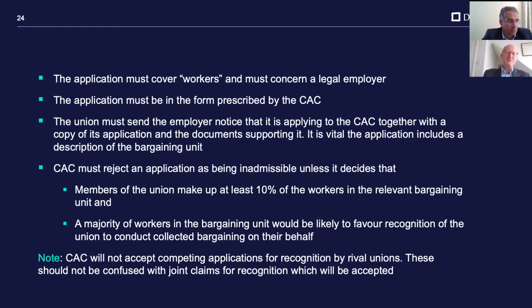The CAC must reject the application as being inadmissible unless it decides that members of the union make up at least 10% of the workers in the relevant bargaining unit, and a majority of the workers in the bargaining unit would be likely to favour recognition of the union to conduct collective bargaining on their behalf. The first is precise, the second is less precise. The CAC will not accept competing applications for recognition by rival unions, but don't confuse this, as I said earlier, with a joint claim for recognition on behalf of two unions.